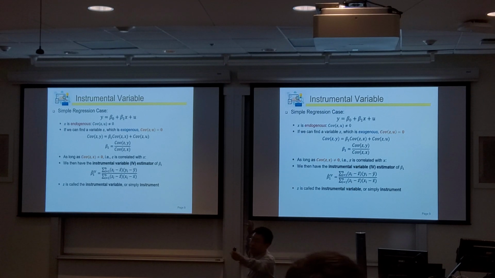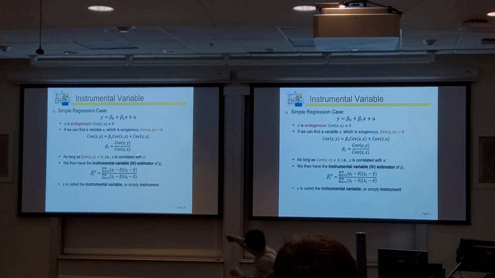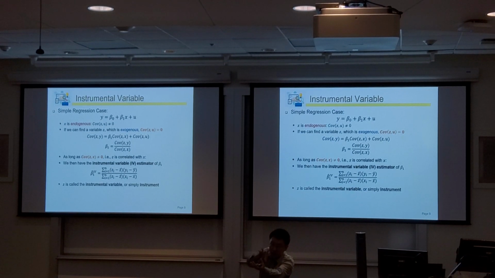All right, we want to find a variable that's exogenous, out of the picture. So it's not correlated with u, the error term. But on the other hand, it needs to be correlated with this endogenous x variable. All right, so these are the two requirements for this variable. This variable is what we call an instrumental variable.